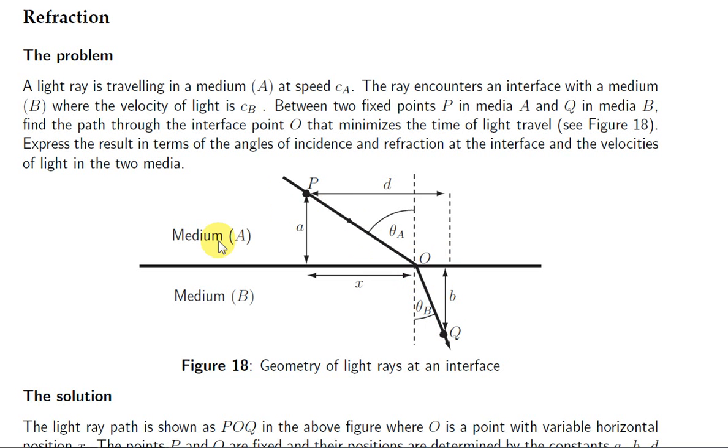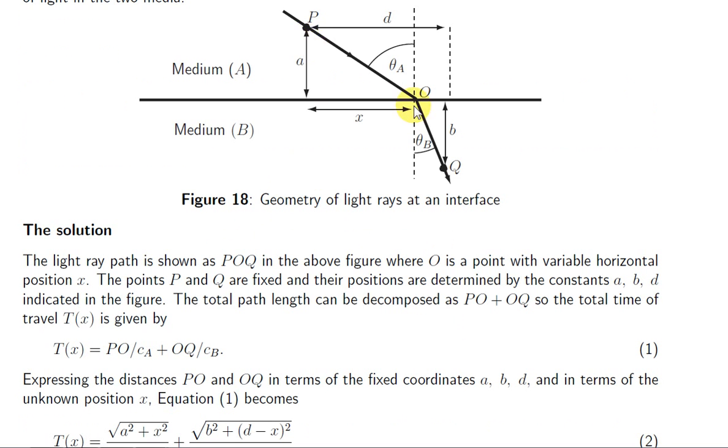Let the speed of the light beam in medium A be CA and the speed of the light beam in medium B be CB. Let's suppose that the path of the light ray that minimizes the time taken for it to go from P to Q cuts the interface at this point O, which is a distance x from a point directly below P.